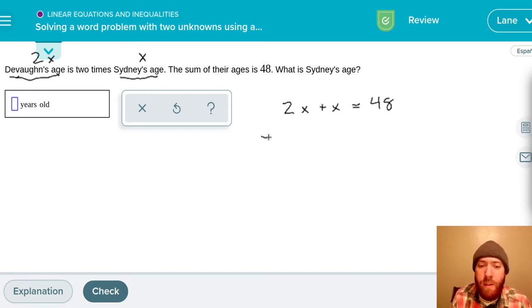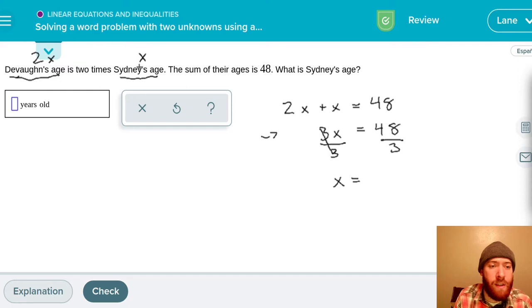2x plus x is 3x. And 3x equals 48 means that x is what? It's a third of 48. Or we could divide both sides here by 3, because then these two 3's cancel out, and we find that x is 48 divided by 3. x is Sydney's age, and the problem asks us to find Sydney's age, so x is going to be our answer here. So we can use the calculator to compute 48 divided by 3, and that will be our answer.